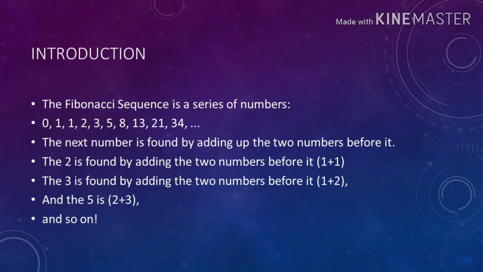Introduction. The Fibonacci sequence is a series of numbers 0, 1, 1, 2, 3, 5, 8, 13, 21, 34, etc. The next number is found by adding up the two numbers before it. The 2 is found by adding the two numbers before it, 1 plus 1. The 3 is found by adding the two numbers before it, 1 plus 2. And the 5 is 2 plus 3, and so on.